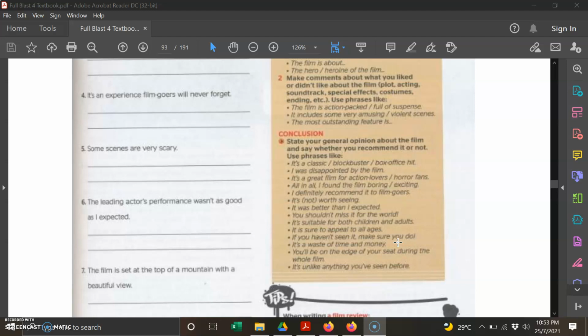Okay, next, you shouldn't miss it for the world. Kamu wajib tengok filem ini. Jangan berlengah lagi, okay? Jangan miss tengok filem ni. You shouldn't miss it for the world.